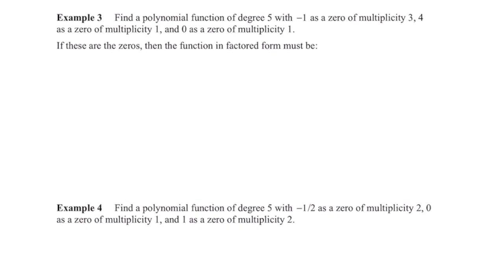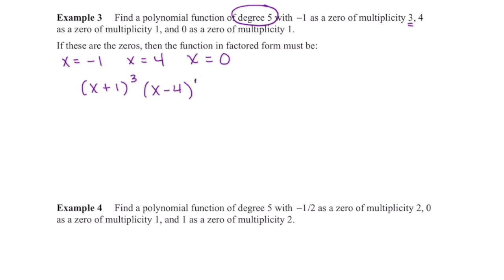Let's find a polynomial. This time we have degree 5. We have -1 with a 0 of multiplicity 3, 4 as a 0 with multiplicity 1, and 0 as a 0 of multiplicity 1. So our x values then we know are going to be -1, 4, and 0. When I add 1 to both sides, I'll have x plus 1, but this has a multiplicity of 3. So we have a multiplicity of 3. X minus 4 has a multiplicity of 1, and x is already by itself, and it has a multiplicity of 1 as well.